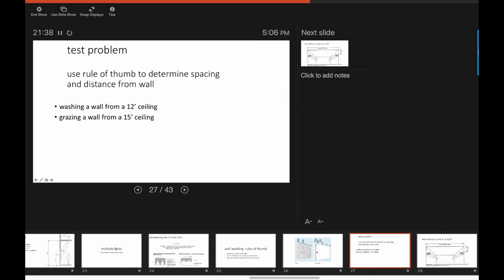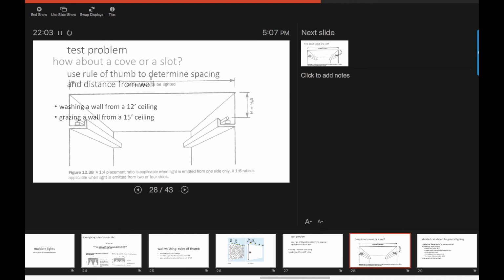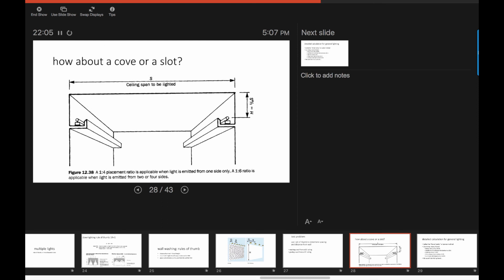So just to hit it home, since we do a lot of wall washing, if you have a 12-foot ceiling height and you want to wash a wall, presumably the whole wall, how far apart do the light fixtures need to be? Well, they are 1/4 of 12 feet. Okay, so that works out to 3 feet. So mount them, did I get that right? Yeah, I got that right. 3 feet from the wall. Okay, and the grazing light is going to be half that.